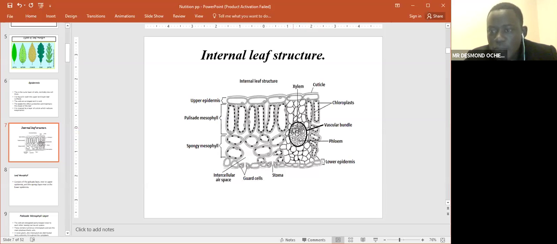Now, if I may ask, what is the function of these vascular bundles? What is the function of xylem and phloem?